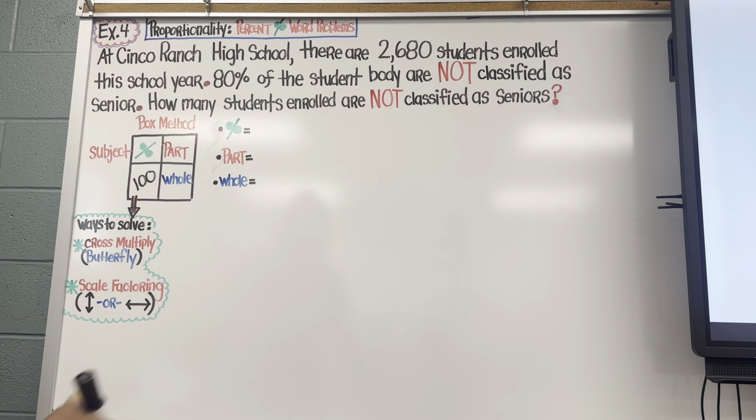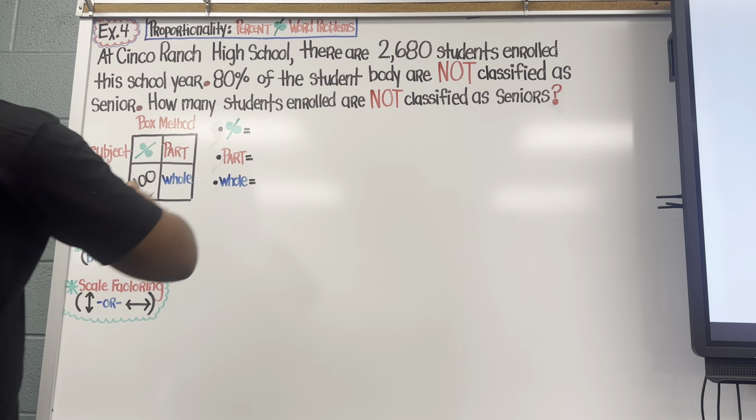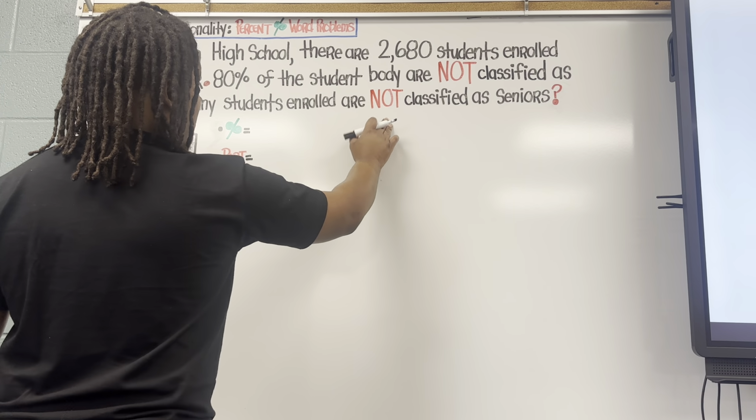Okay, let me read it again. At Seco Ranch High School, there are 2,680 students enrolled this school year. 80% of the student body are not classified as seniors. How many students enrolled are not classified as seniors?